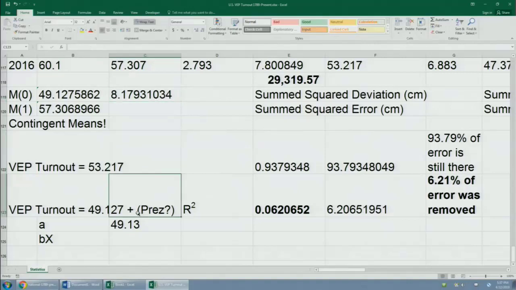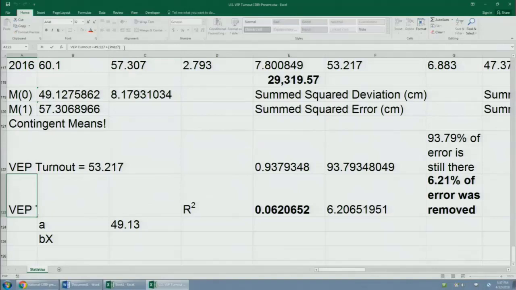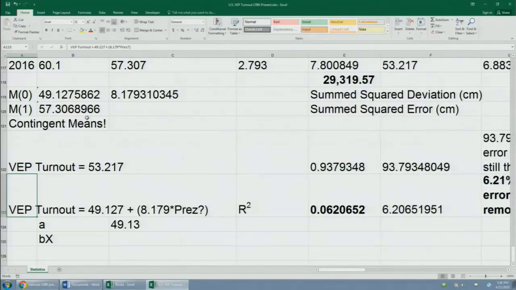Okay, so that's literally, if we head back over here, it's saying, look, let's add 8.179 times the value of pres. And let's make this, there we go. So we are back to where we started off the class with this piece over here. And let's just look at it a bit. What this equation tells us to do is to look at the value of pres.